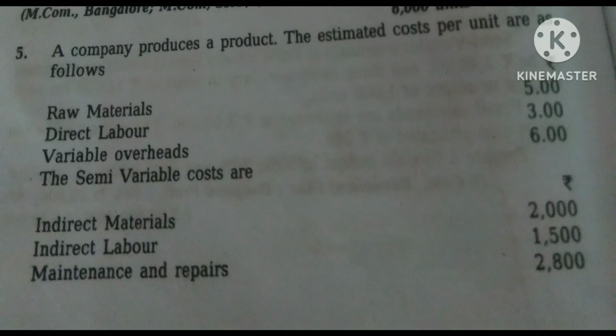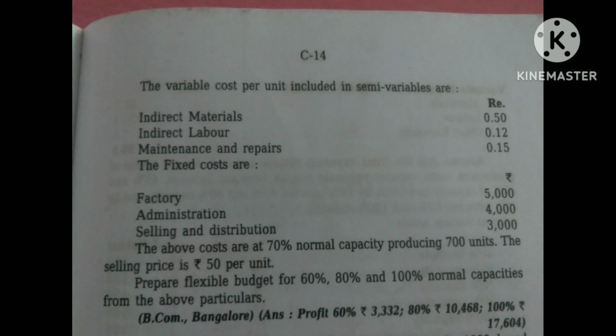Semi-variable costs are indirect materials 2000, indirect labor 1500, maintenance and repairs 2800. Here the semi-variable cost means half fixed and half variable. The variable cost per unit included in semi-variables are indirect materials 0.50, indirect labor 0.12, maintenance and repair 0.15. The fixed costs are factory 5000, administration 4000, selling and distribution 3000. The above costs are at 70% normal capacity, producing 700 units. The selling price is rupees 50 per unit.